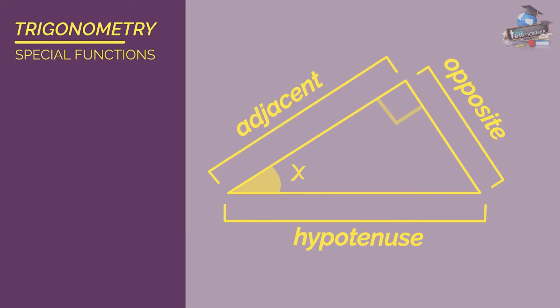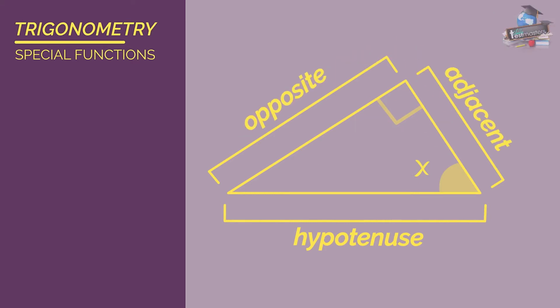The hypotenuse is the longest side and is opposite the right angle. Then we have the adjacent and the opposite. These change positions depending upon which angle we are using. Here, this side is the opposite because it is opposite the angle, and this side is the adjacent because it is next to the angle. So see how when we change the angle, the adjacent and the opposite move?